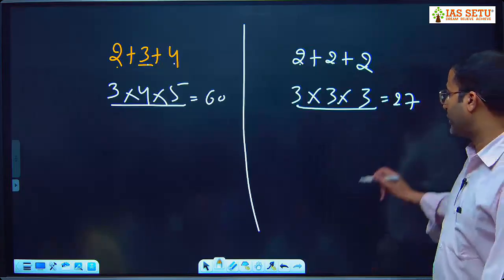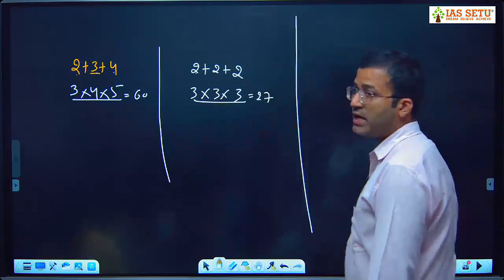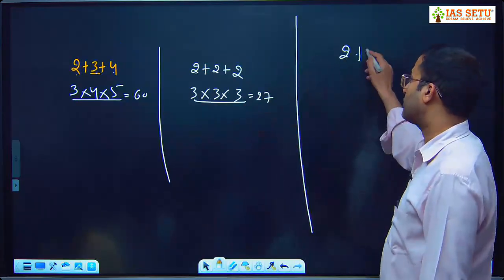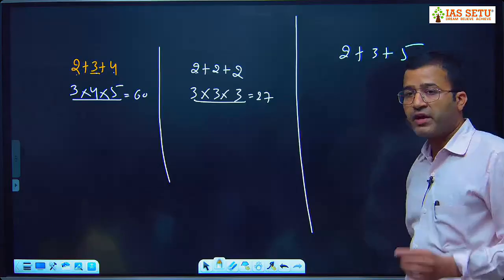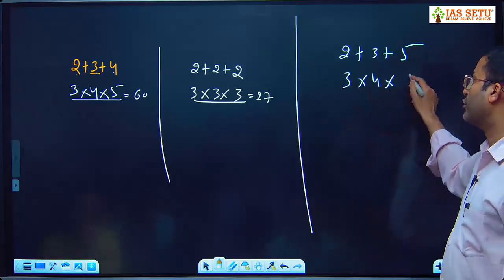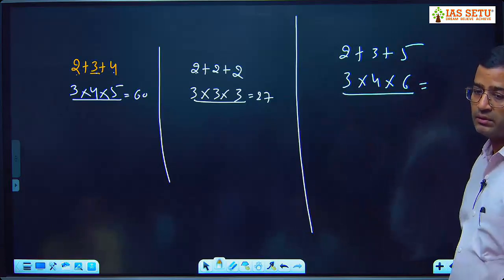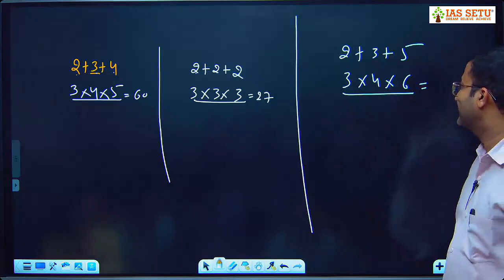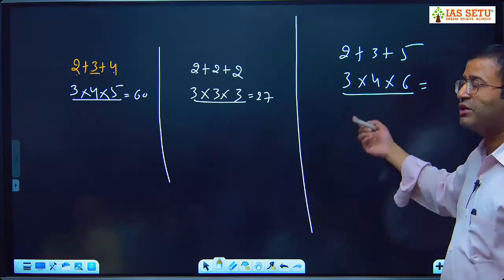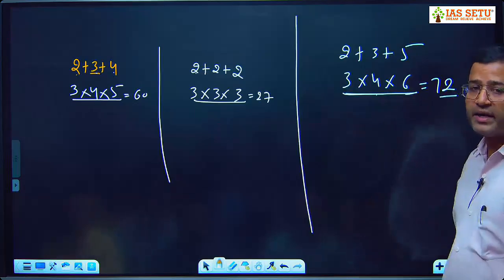Let me take one more example, then I ask you questions. If the examiner asks you to make 2 cuts plus 3 cuts plus 5 cuts, and we have to find the number of pieces, you can say 3 into 4 into 6. What is 24 into 6? 72. Thank you. हाँ, मैंने 24 गलत बोला था. 12 into 6, 72. ठीक है, answer is 72.